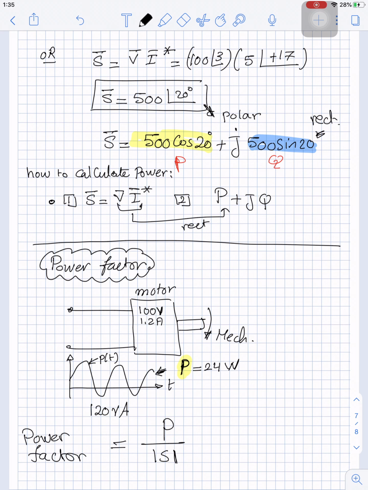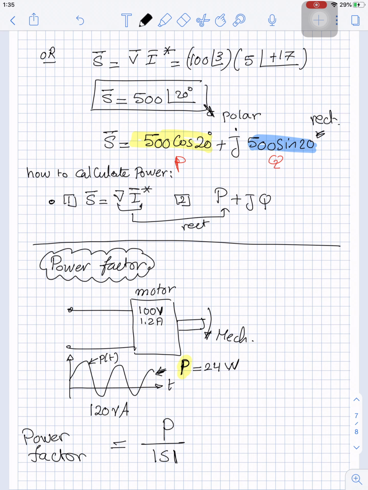So if you have two motors, one with power factor 0.7 and one with power factor 0.9, what does this mean? For the 0.9, 90% of the apparent power it takes will be converted into mechanical. It will be productive. What about the 10%? It will be going back and forth between the motor and the supply. The motor will take this energy from the supply and store it, then return it to the supply.